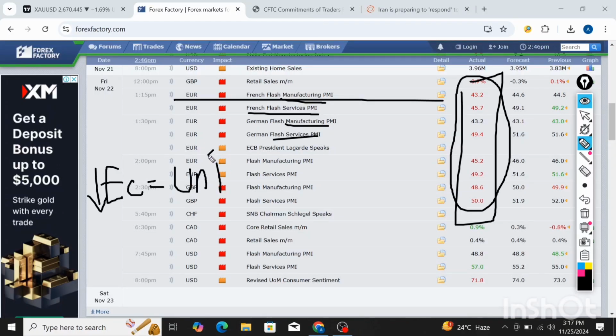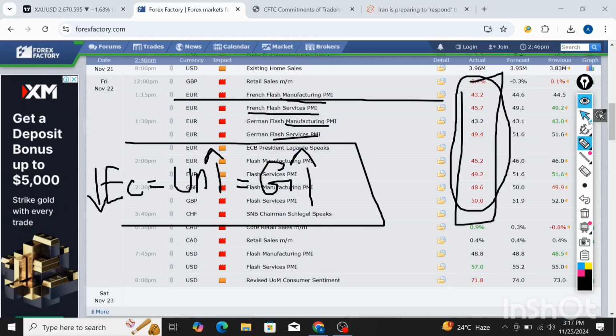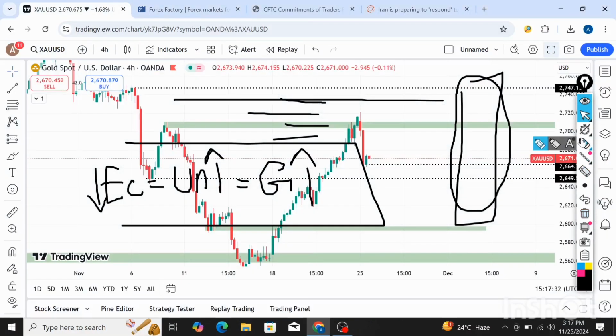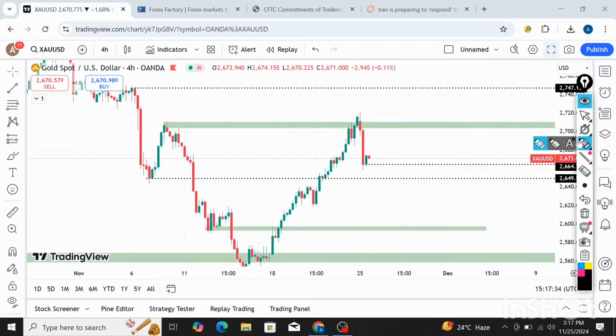Now if the economy is contracting, that creates uncertainty in the investors and people, like what is happening, where the economy is heading, what we have to do, what we will do, stuff like this. And if the uncertainty is rising, people tend to move towards safe haven assets like gold. So uncertainty rose and gold moved up, so the demand for gold increased. That's why we saw the continuation of the upside move on gold on Friday.